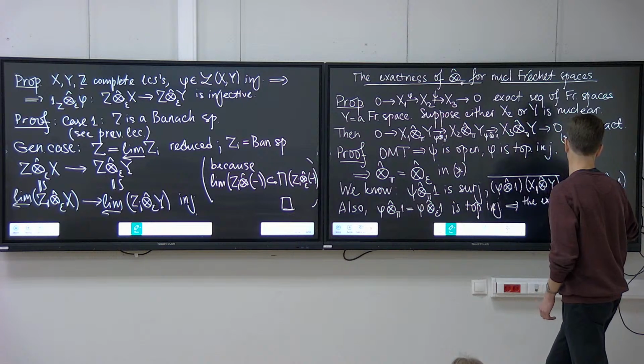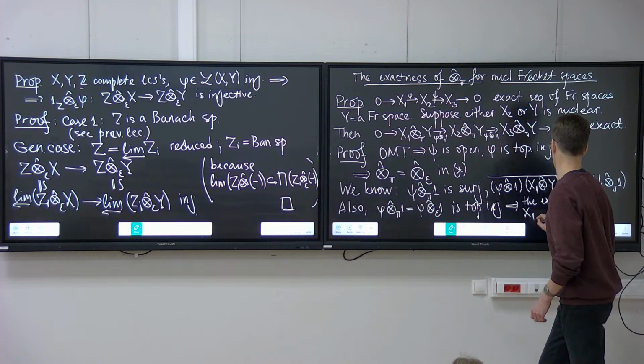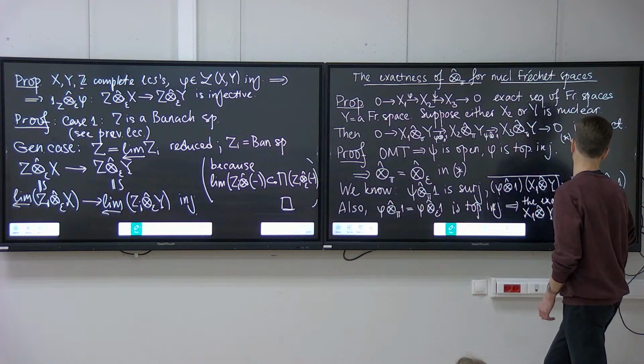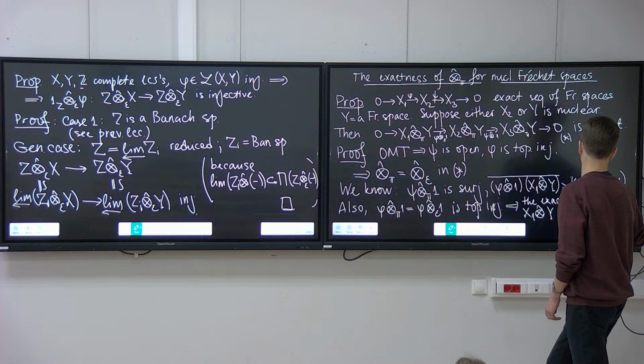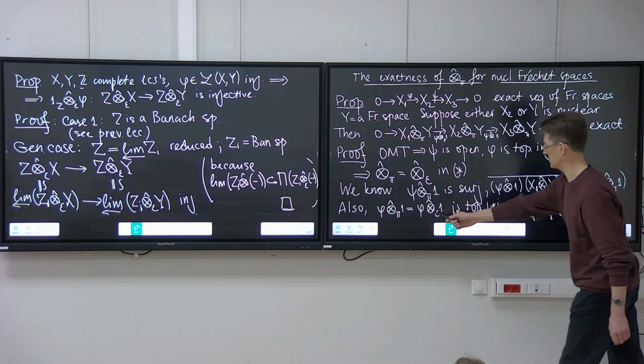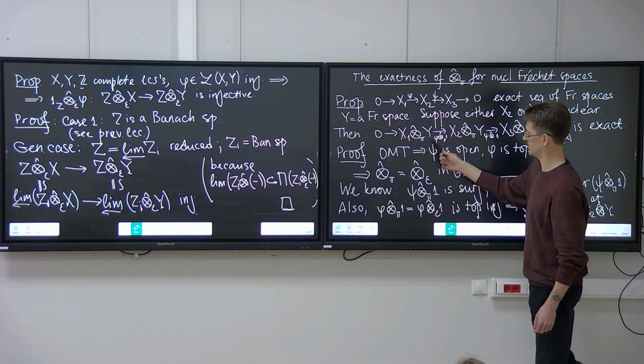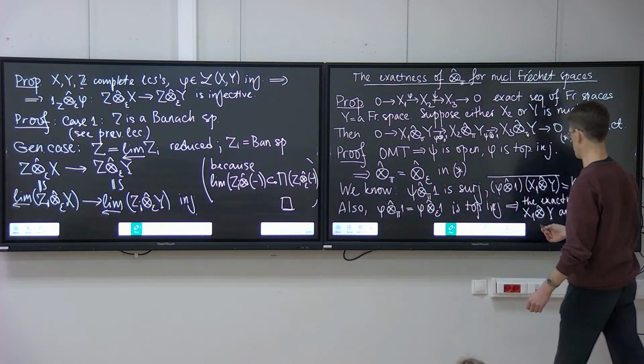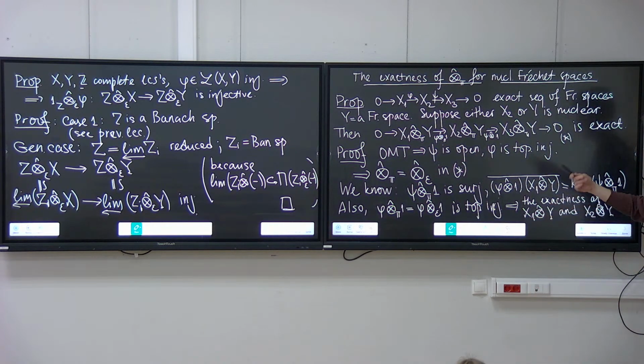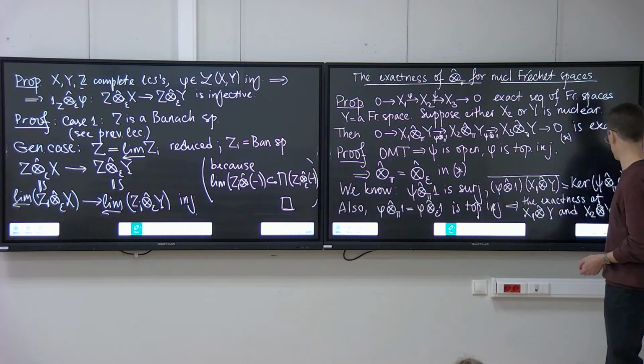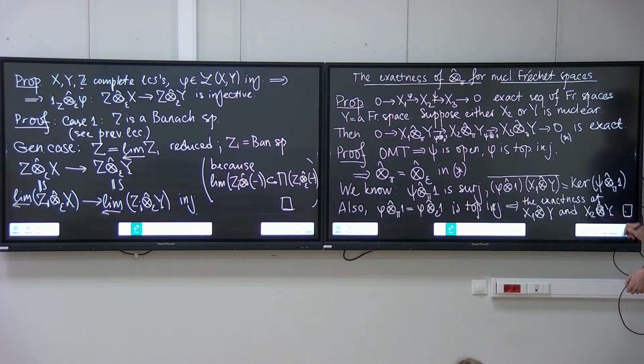The exactness at x1 tensor y and at x2 tensor y. Well, indeed, since this map is injective, we see that our sequence is exact here, but it is topologically injective, so its range is closed, but we already know that its range is dense in the kernel, so as a result, the range of this map is equal to the kernel, and we have exactness here. Now this completes the proof.